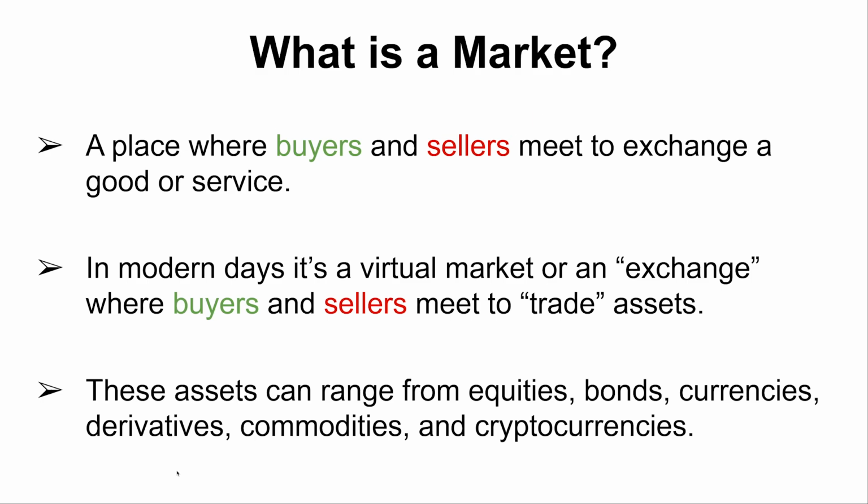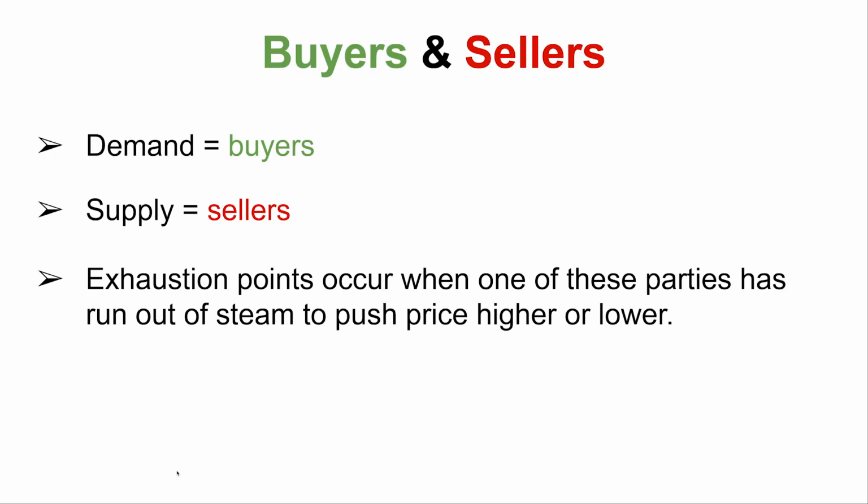In the past, a long time ago, this was a physical market where buyers and sellers were meeting together to trade physical assets. Now we look at this as a virtual market or exchanges, which we will be focusing on, where buyers and sellers are meeting to trade assets. These assets can range from equities, bonds, currencies, derivatives, commodities, and in the case of many of you taking this course, cryptocurrencies. So why are the buyers and sellers important?